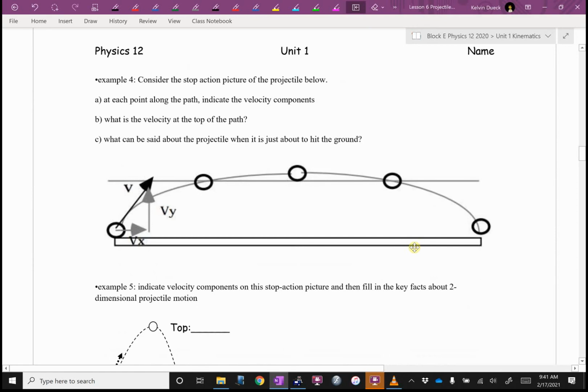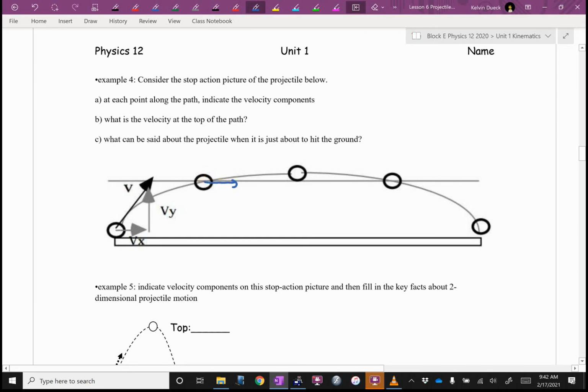Here is a stop action photo of a projectile launched from the ground at an angle. Did I say angle? Components. What we're going to argue is if you launch something at an angle, you can think of it as two things. You can think of it as moving horizontally and vertically. So I did the first set of components here. Here is my Vx. What about right here? How big is Vx? Vx is going to be the same size as it was before.